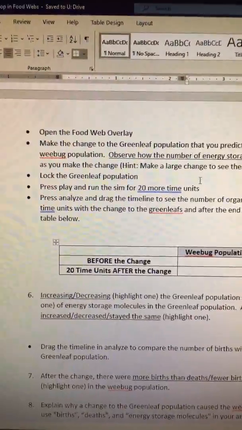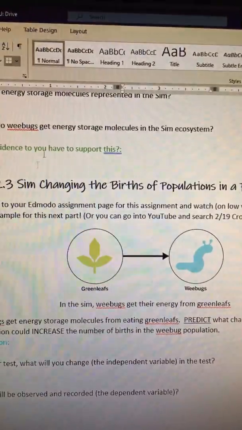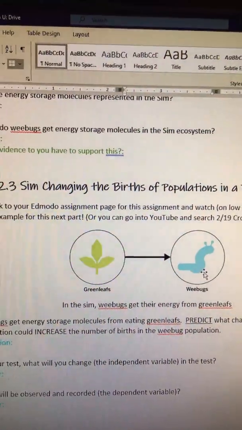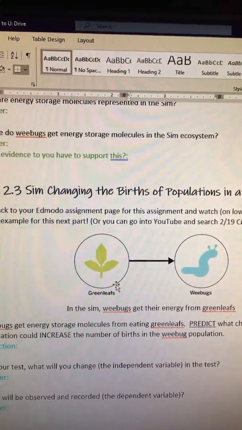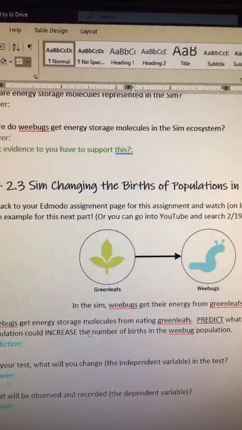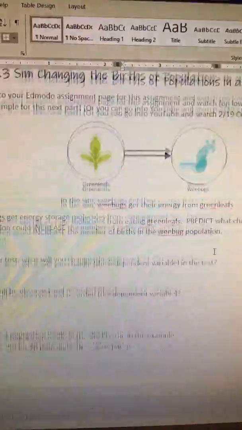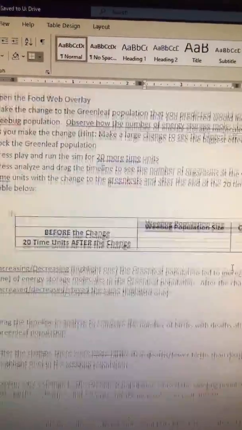Okay, so in part 2, you guys will be looking at changing the number of green leaves and seeing what happens to the wee bug. So you'll just follow directions on that. Again, you'll run it for 28 time units, pause it, change your green leaf number accordingly, whatever it tells you to do, and then observe what happens to your wee bugs and record that data I just showed you.